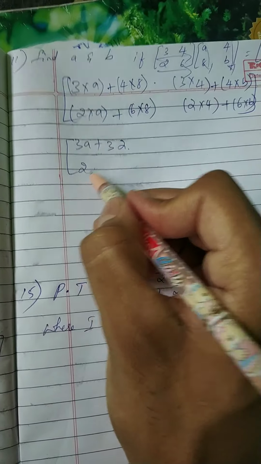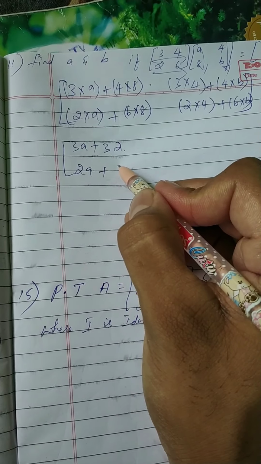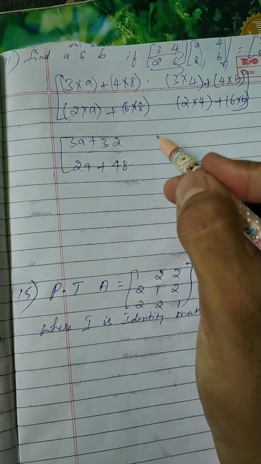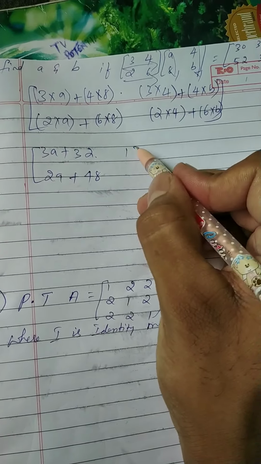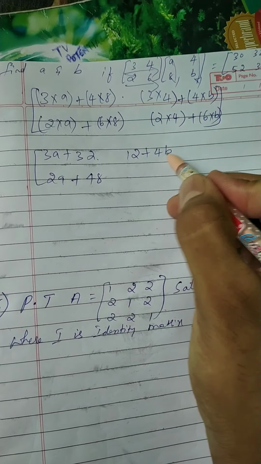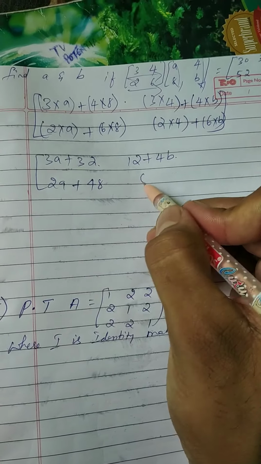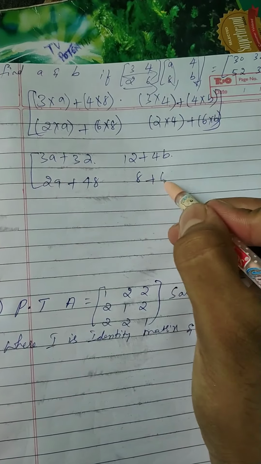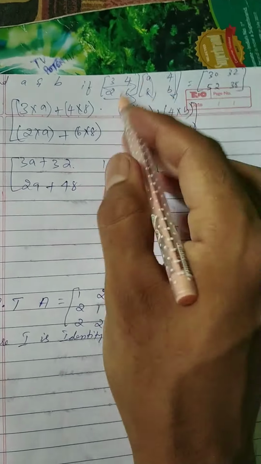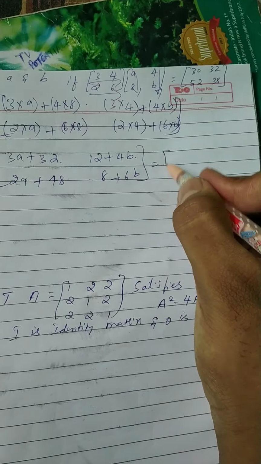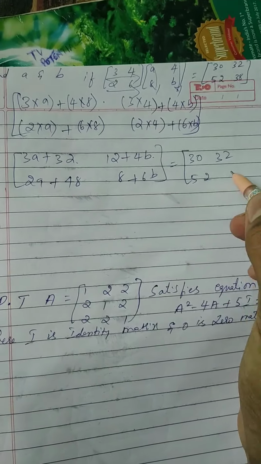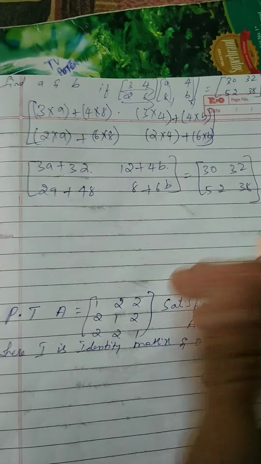Then 2A plus, what is this? 6 8s are 48. Then 3 4s are 12 plus 4 into B is 4B. 2 4s are 8 plus 6B. So this is the matrix we have got with this multiplication. Then we have 30, 32, 52, 38.